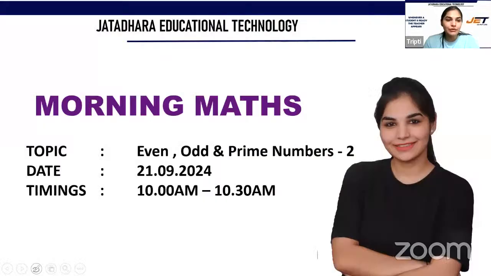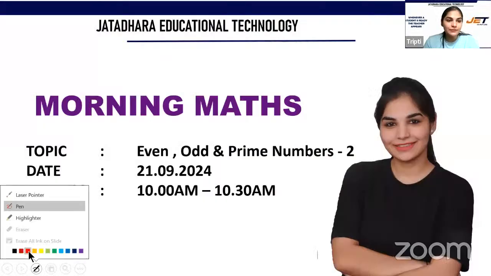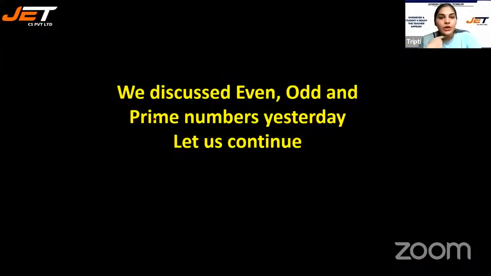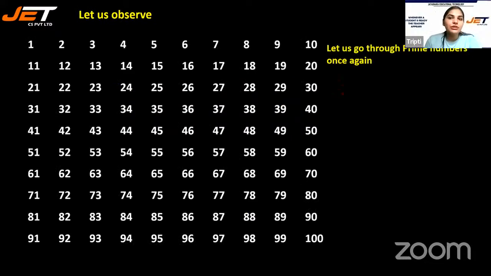Over here, I hope by now you are able to see my screen. Today we are going to know more about even numbers, odd numbers, and prime numbers. Prime numbers too means this is the second part of prime numbers. We have already done prime numbers, but obviously, prime numbers is not restricted to that only. We are going to do some more things in prime numbers. All right, let's continue. Let's go through the prime numbers once again.